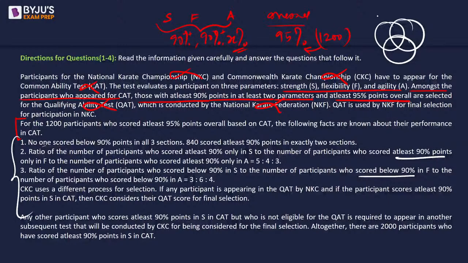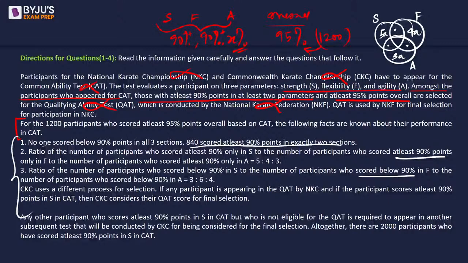The first parameter is S, the second is F, the third one is A. ये वो वाले लोग हैं जिन्होंने एटलीस्ट 90% पॉइंट स्कोर करा है, राइट? So the number of participants who scored at least 90% only in S is 5x or 5a, only in F is 4a, only in A is 3a. 840 score at least 90% in exactly 2 sections, so exactly 2 इन तीनों का sum 840 है.